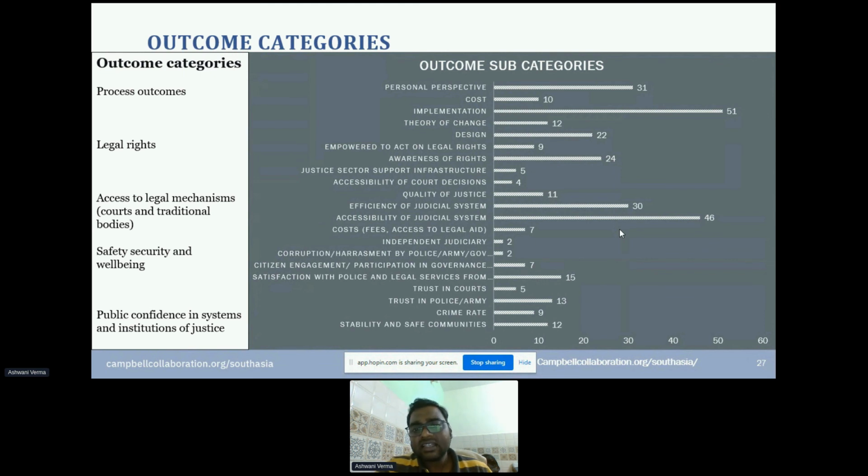Then accessibility of the judicial system is the next highest observed outcome in the included studies, followed by efficiency of the judicial system, and then awareness of rights, the design perspective. So overall, you can see that we have a majority of process evaluations in these included studies, and process outcomes are very common in our map as well.